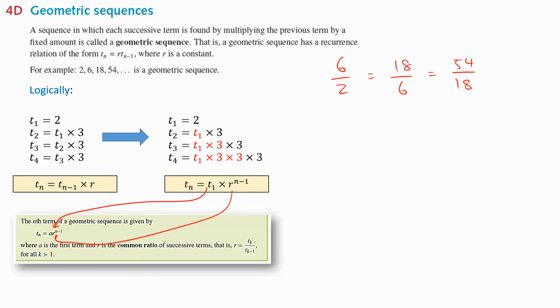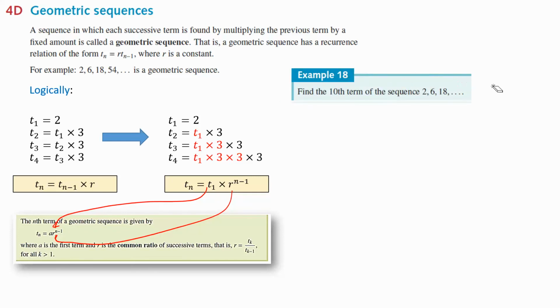All right? Now, let's do an example. Let's do a couple of examples. So this is the only formula we're working with today: A times R to the power of n minus 1. It's a geometric sequence. A sequence is a pattern, and this particular pattern is a multiplication pattern. Yeah? So let's work with this one. It says, find the 10th term of the sequence 2, 6, 18. So we want to find the 10th term.